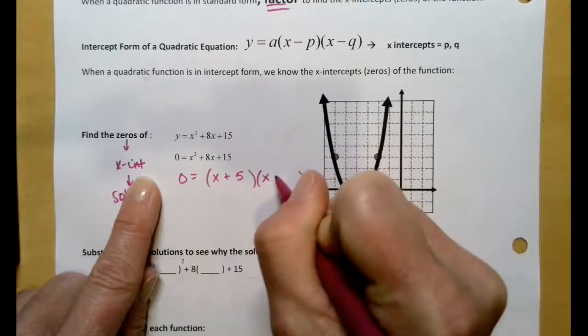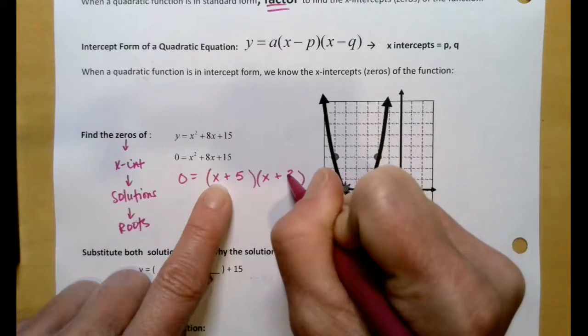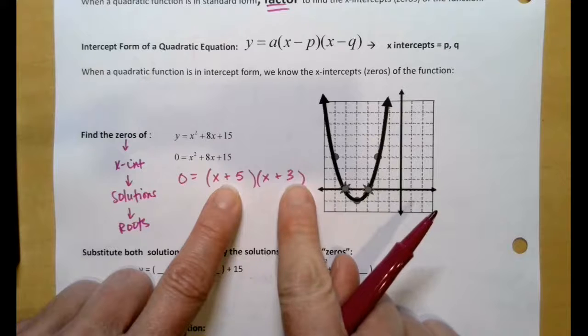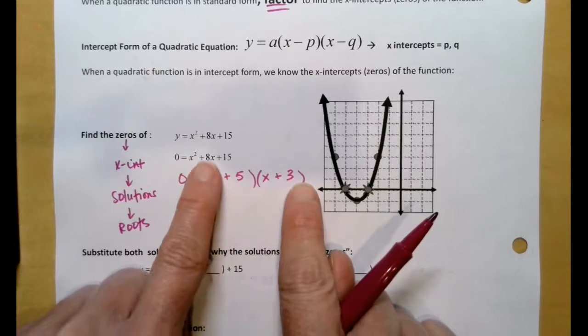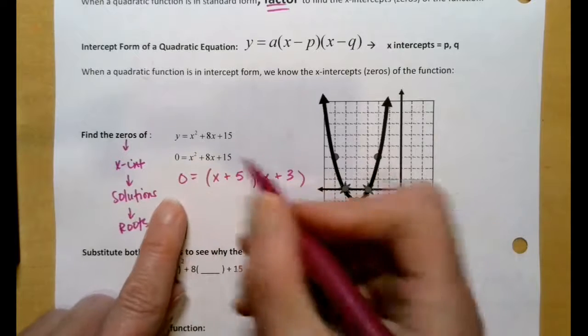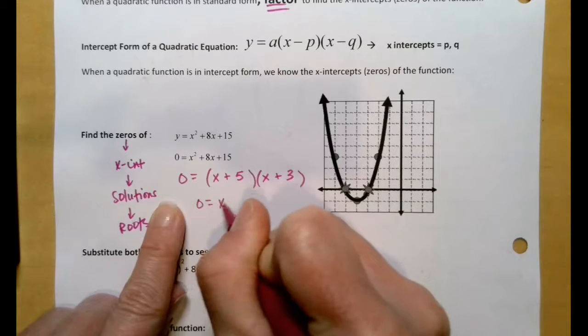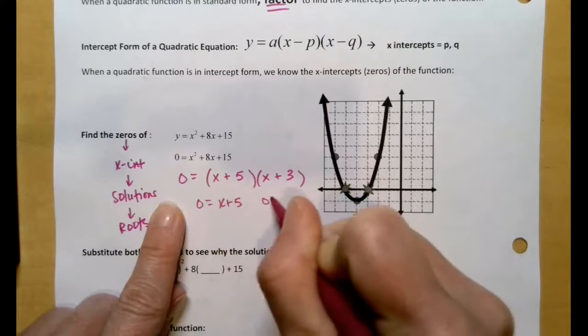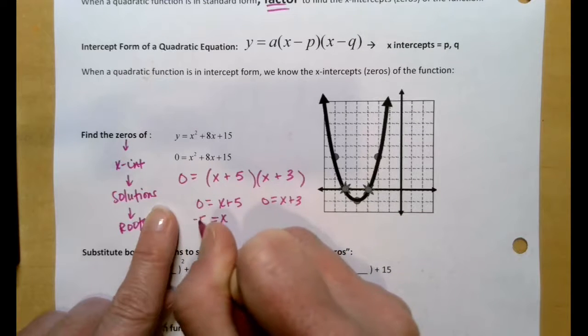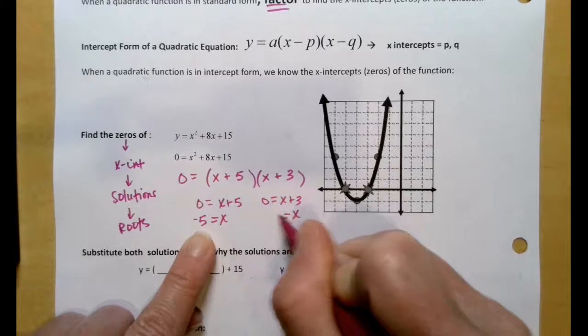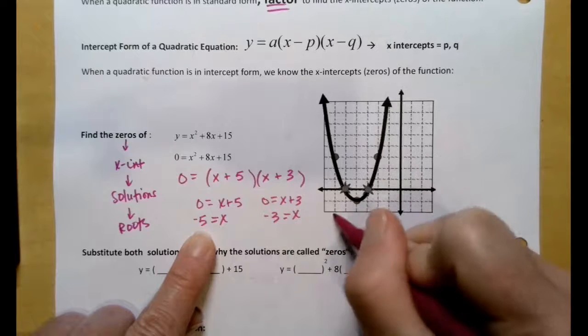X plus 5, x plus 3. 5 times 3 is 15. 5x and 3x is 8x. So I know I've unfoiled. Now I have my two little mini equations. Because what this is telling me is x could have a value of -5, or x could have a value of -3.